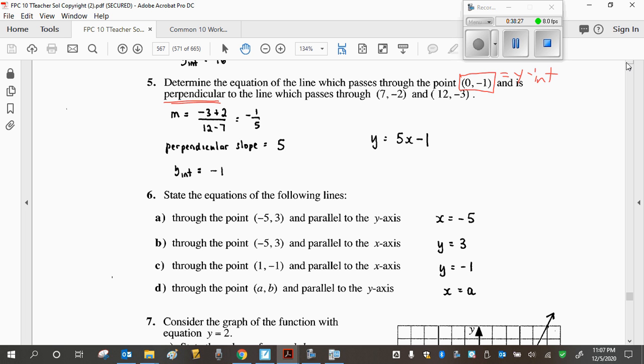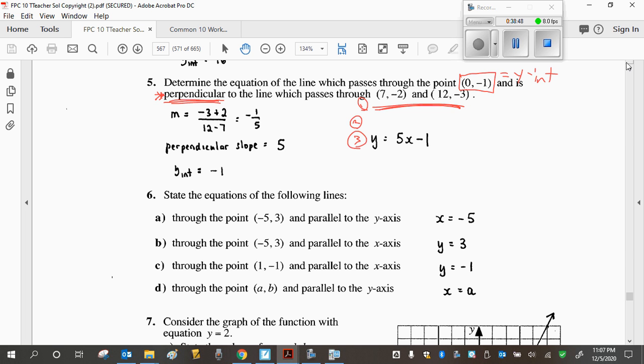The first time I did this, I almost went right to here and just found the slope. I didn't underline the perpendicular. I was so happy that I knew what to do, I missed this word. So that gives you an extra step: find the slope, then find the perpendicular slope, then find the equation.